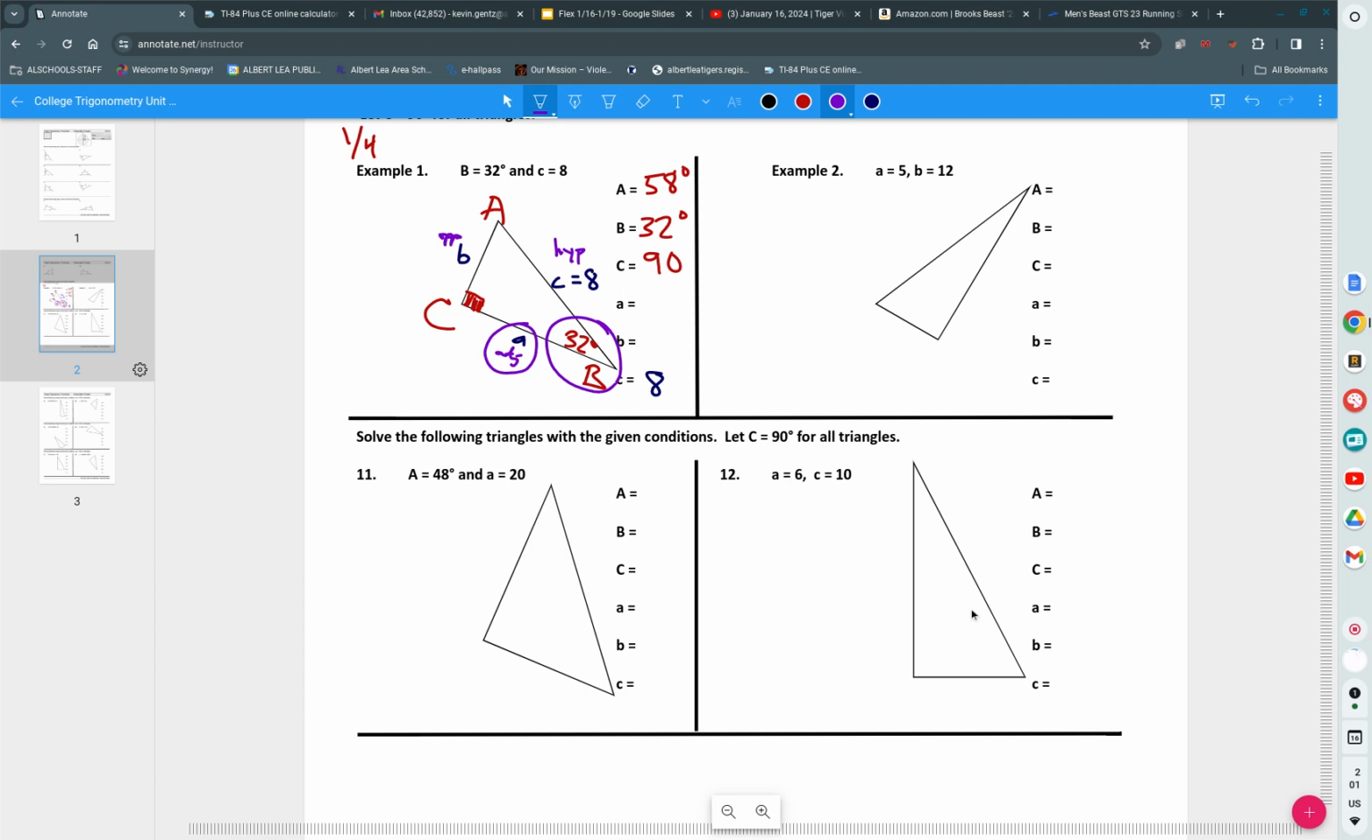Cosine. So we set up the cosine of the angle, which is 32 degrees, is equal to the adjacent, which is A, over 8. I cross multiply. A times 1 is A. And I get 8 times the cosine of 32. Can somebody do that on their calculator for me? 6.78. 6.78, so says Miss Deming.